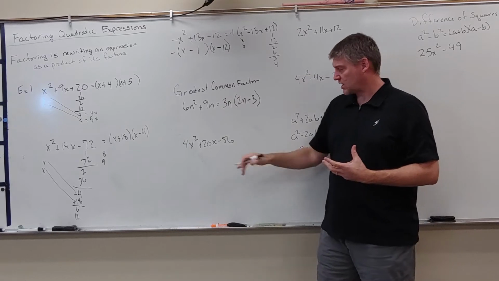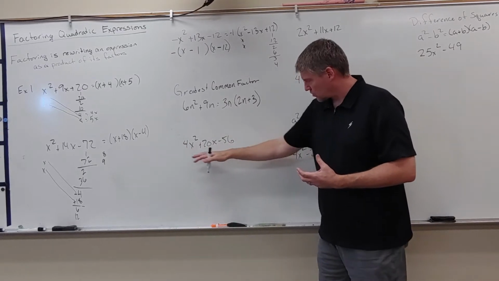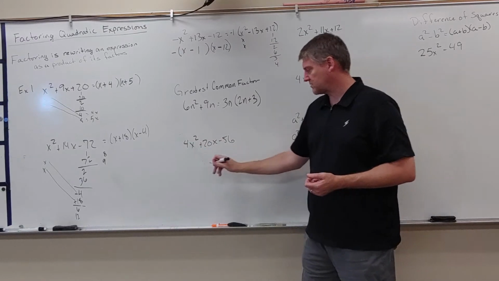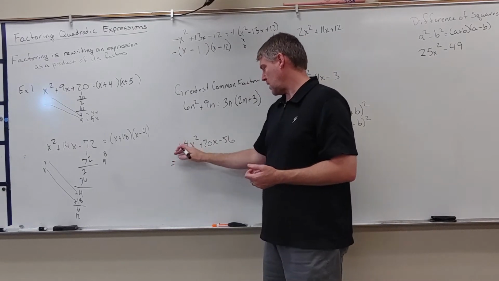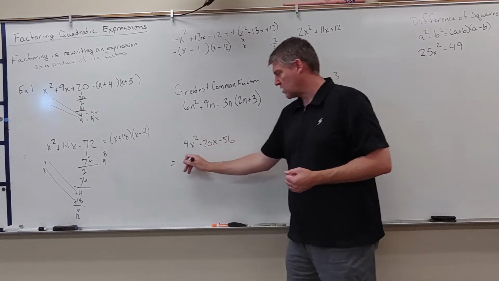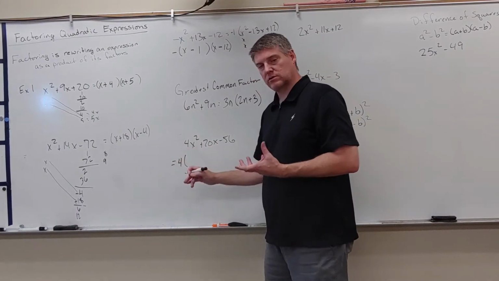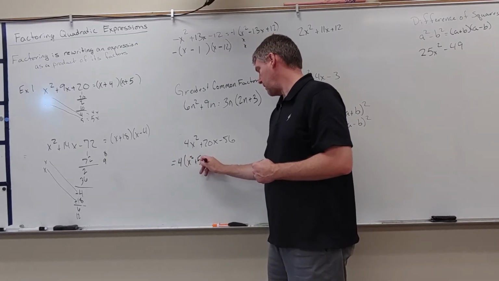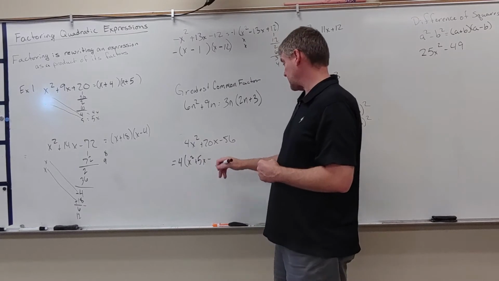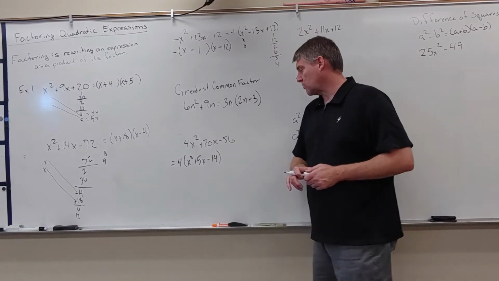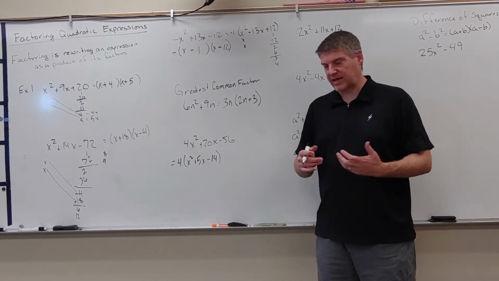Now, sometimes I will pull something out. So notice here I have 4x squared plus 20x minus 56. Well, I notice that 4 goes into every single one of these numbers, so I'm going to go ahead and pull that out, just to simplify my expression. Minus, let's see, 14. Okay, so now I've simplified it down.